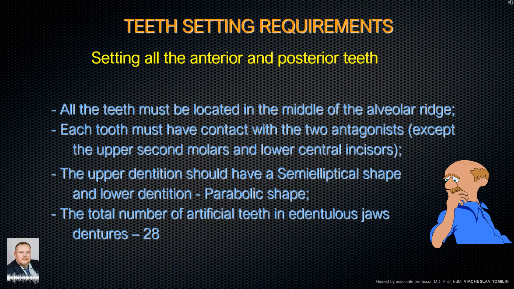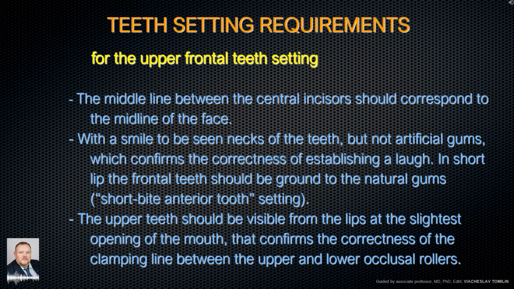Requirements for setting all the anterior and posterior teeth. All the teeth must be located in the middle of the alveolar ridge. Each tooth must have contact with 2 antagonists, except the upper second molars and lower central incisors. The upper dentition should have a semi-elliptical shape and the lower dentition a parabolic shape. The total number of artificial teeth in edentulous jaw dentures is 28.